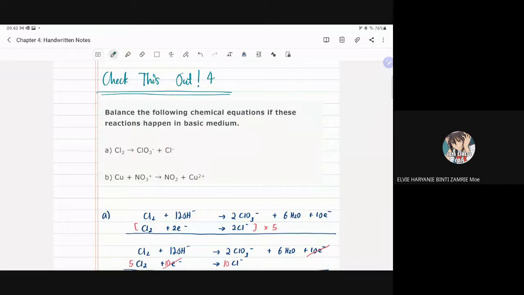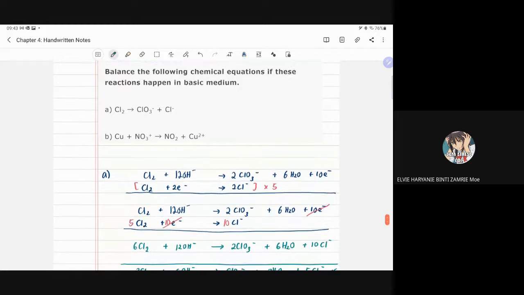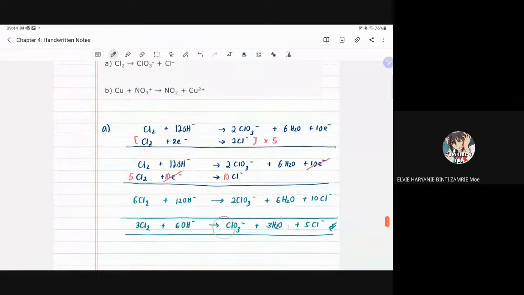So let's have a look at the exercise that I gave you just now. Check this out for A and B. So for A, you will get this as the final equation. Remember, you need to simplify it to the smallest ratio that you can. So you get 3Cl2, 6OH minus, ClO3 minus, 3H2O, 5Cl minus.